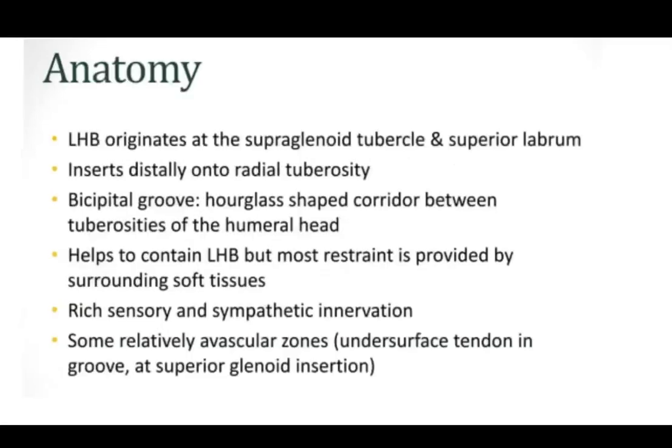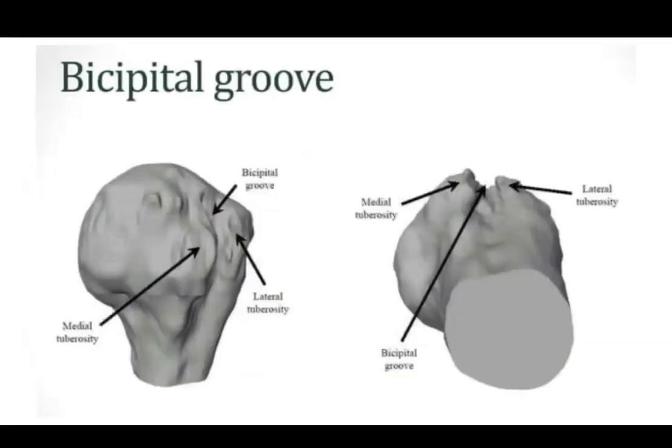Like I mentioned, the long head of biceps originates from the superior supraglenoid tubercle and the superior labrum and inserts distally into the radial tuberosity. The bicipital groove is an hourglass-shaped corridor through which this tendon traverses. It helps to contain the long head of biceps, mostly resists it coming out and prevents the tendon from going anteriorly, so it also acts like a dynamic restraint. It is rich in sensory and sympathetic nervous innervation, and it has relatively less vascular zones.